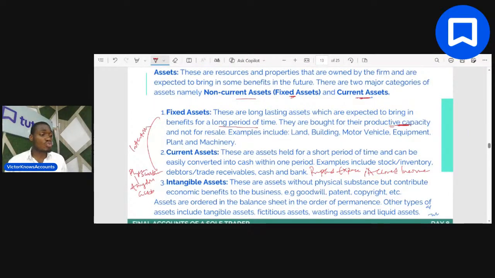An example is goodwill. Goodwill is like the good name, the reputation of the business. Another one is patent. Patent is given for innovation. Then you also have copyright. It's majorly used with people that write books and all of that. So those are intangible assets.